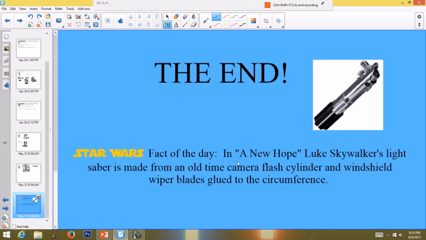So our Star Wars fun fact of the day. In A New Hope, Luke Skywalker's lightsaber, pictured here, is made from an old-time flash camera cylinder. So if you see one of those old-timey 1940s, 1950s cameras that the news guys made, the little flash handle. They took the little flash bulby part and broke it off, and then they glued cut up windshield wiper blades to the hilt. That's how they made that particular lightsaber. Oh, and these are lights from an old-timey calculator. But I just thought that was pretty cool.